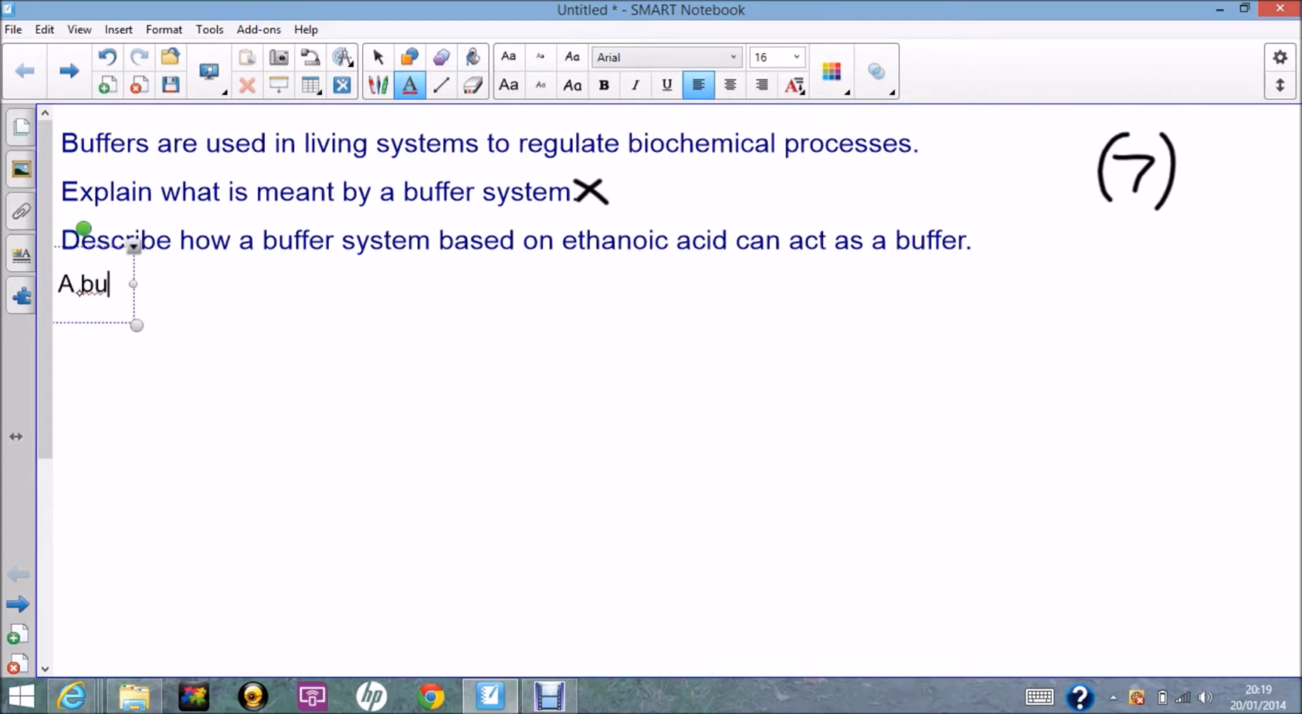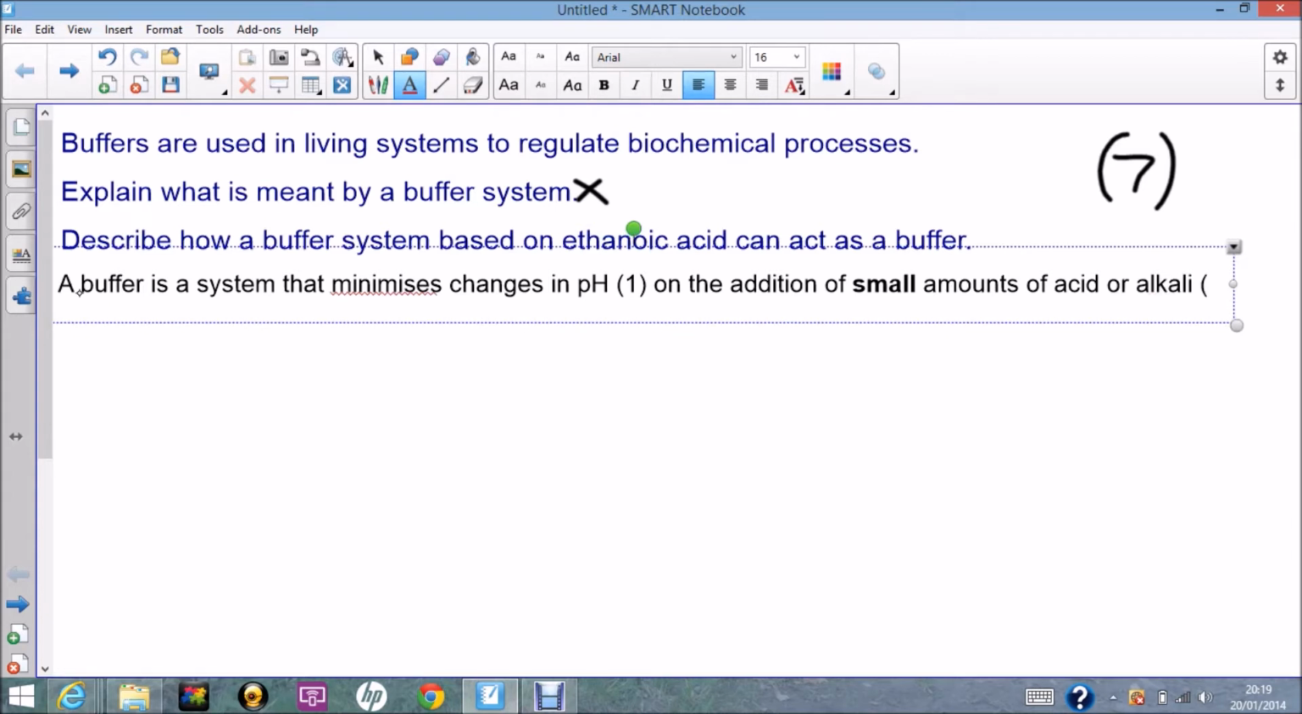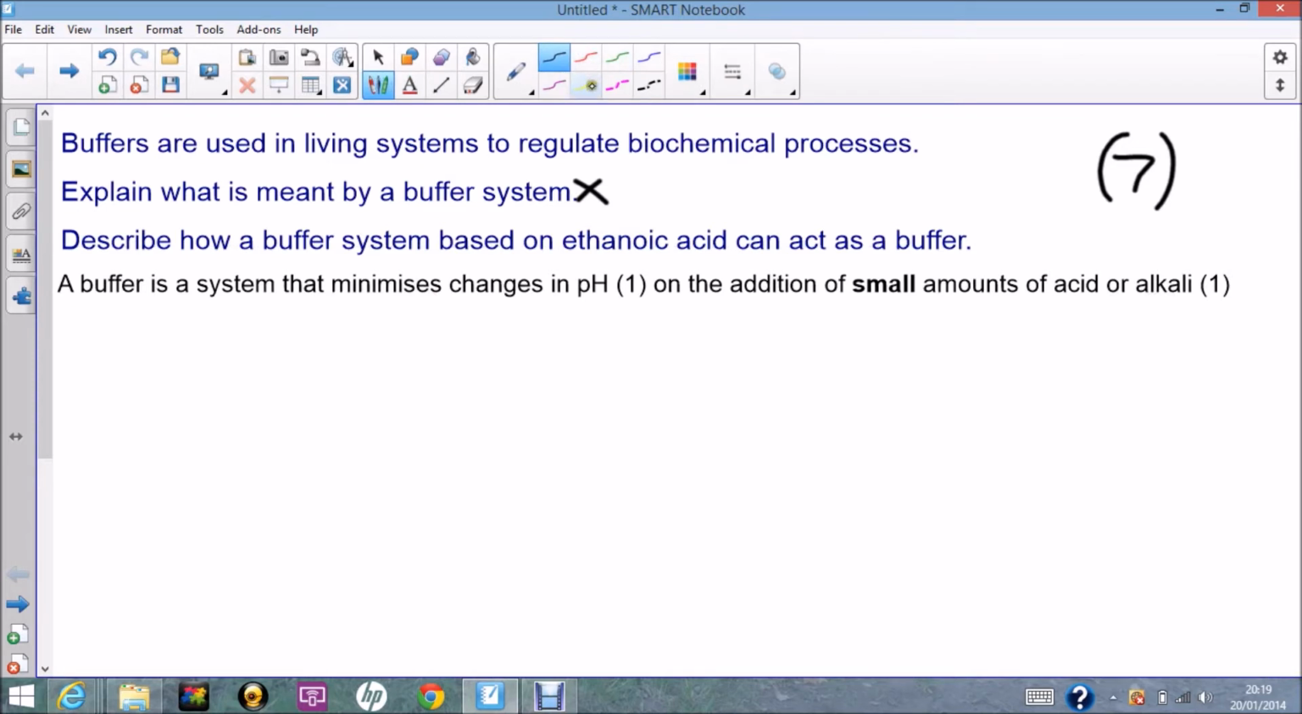So I'm going to write buffer is a system that minimises changes in pH. For that we'll get 1 mark. And then we've got to say on the addition of small amounts of acid or alkali, and that will be a 2nd mark. Very, very important that you do say small amounts of acid or alkali, because a buffer system is not designed to take lots and lots of acid and alkali. It's only meant to be for tiny portions to keep the pH the same. So we've dealt with that first sentence there, and we've got 2 marks.